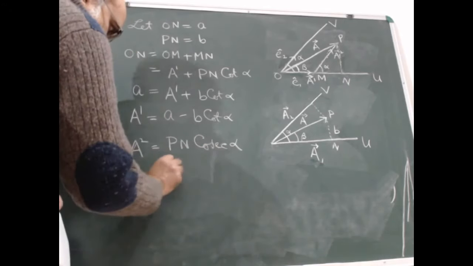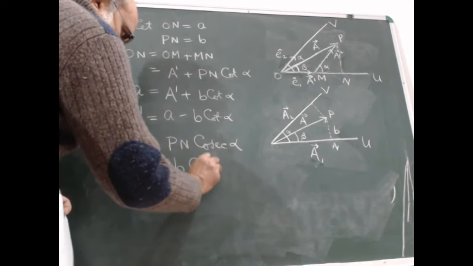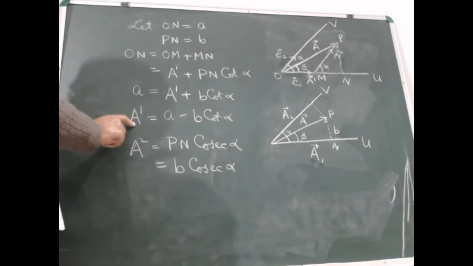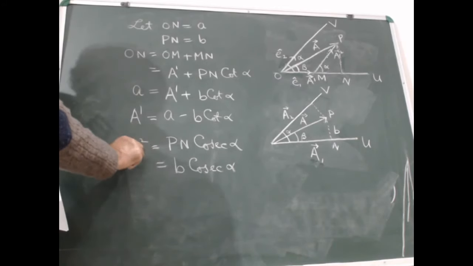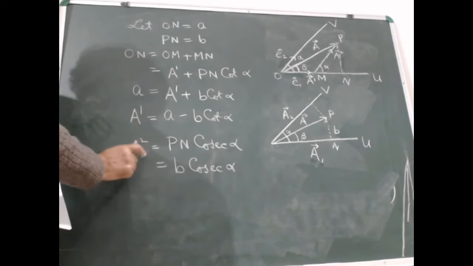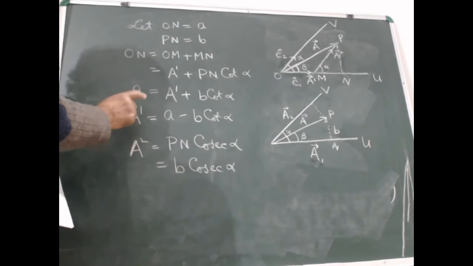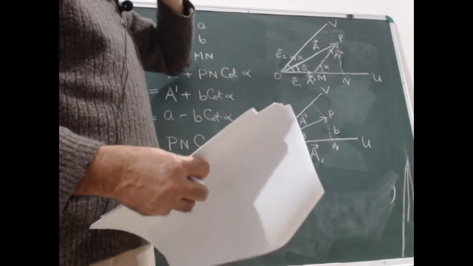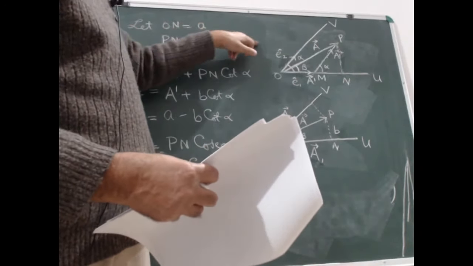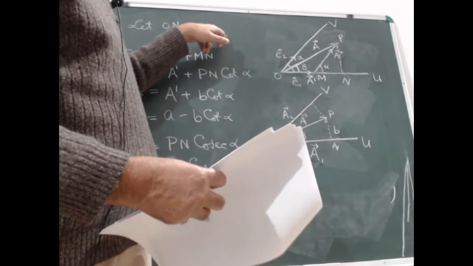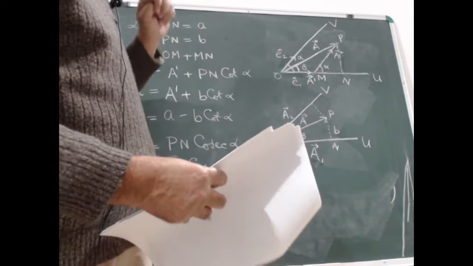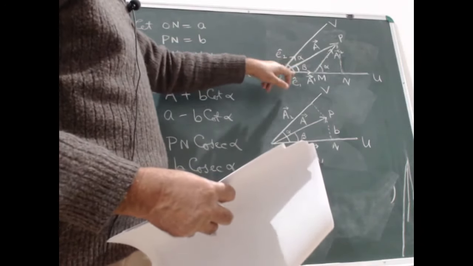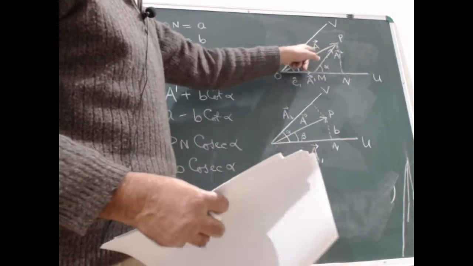Cosec alpha, and PN is B cosec alpha. So this is A1 and A2. Now the square of A1 and the square of A2 will not give vector A. In the rectangular quadrants we found that the square of the x component and the square of the y component give you the magnitude of the real vector A. But in this oblique system, the square of these coordinates will not give you A.